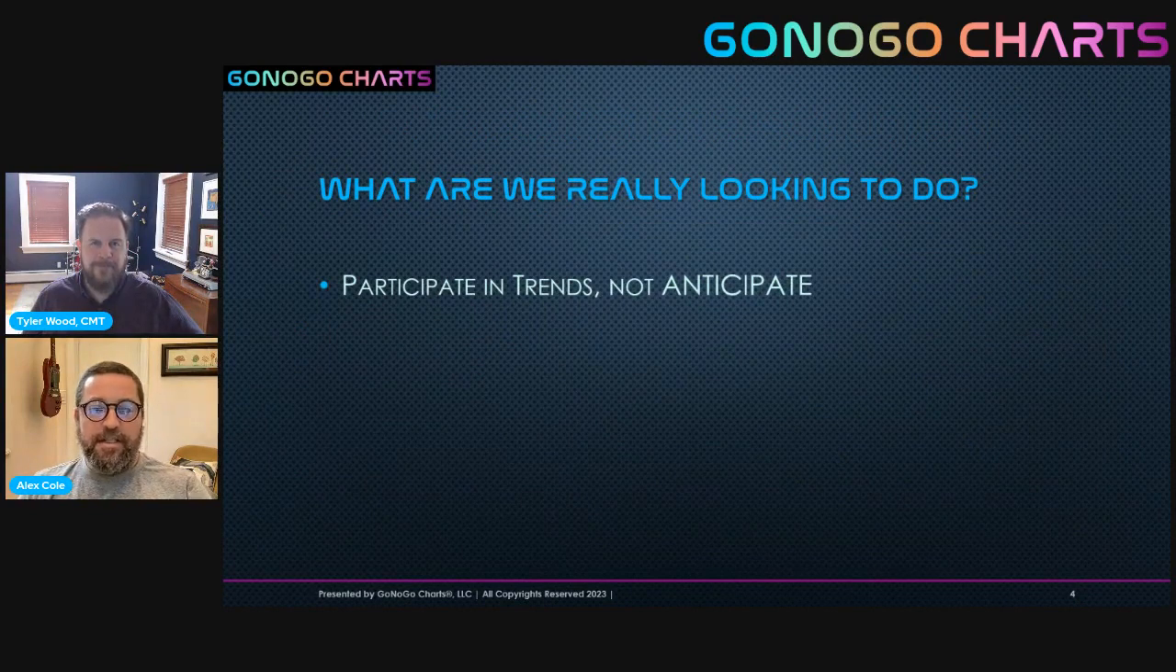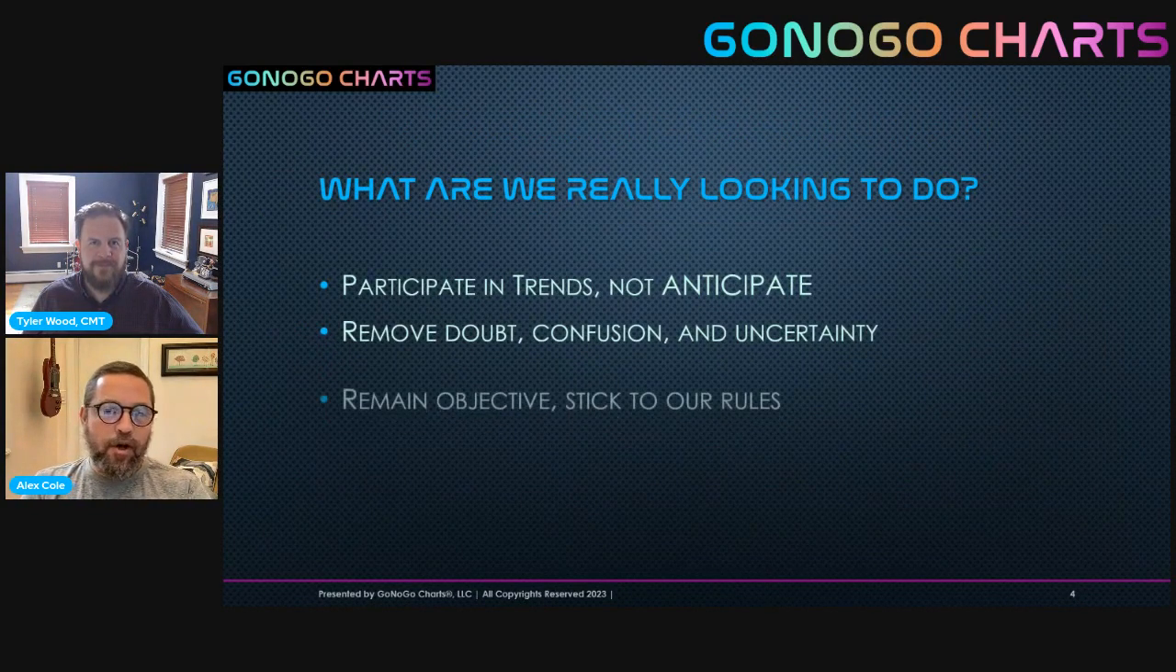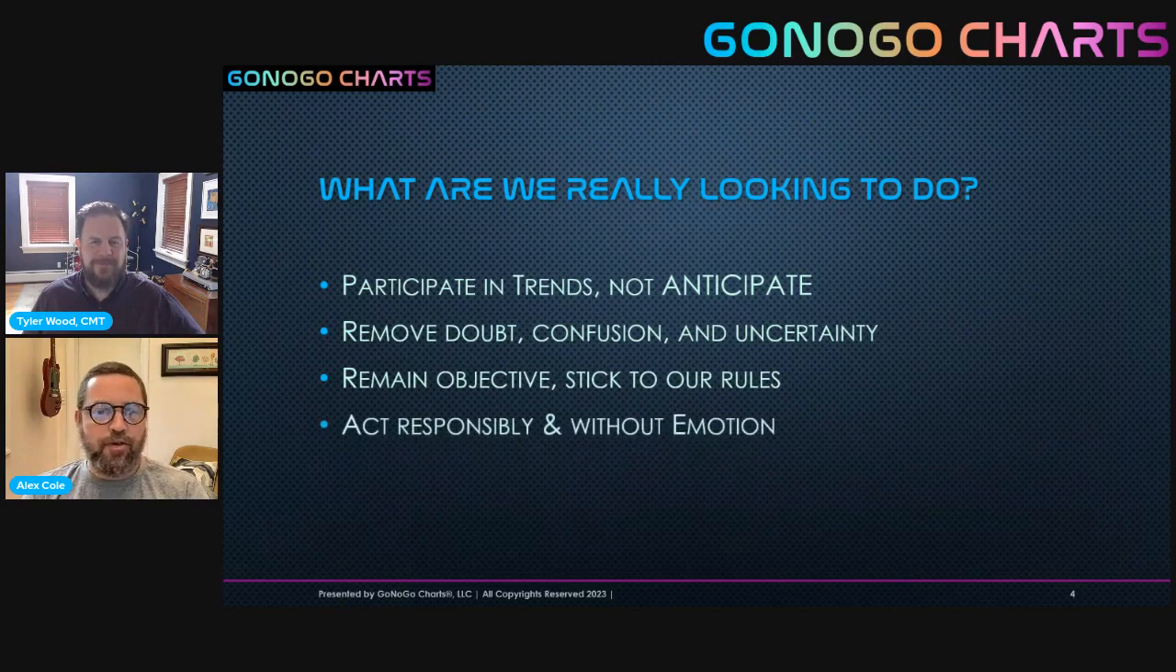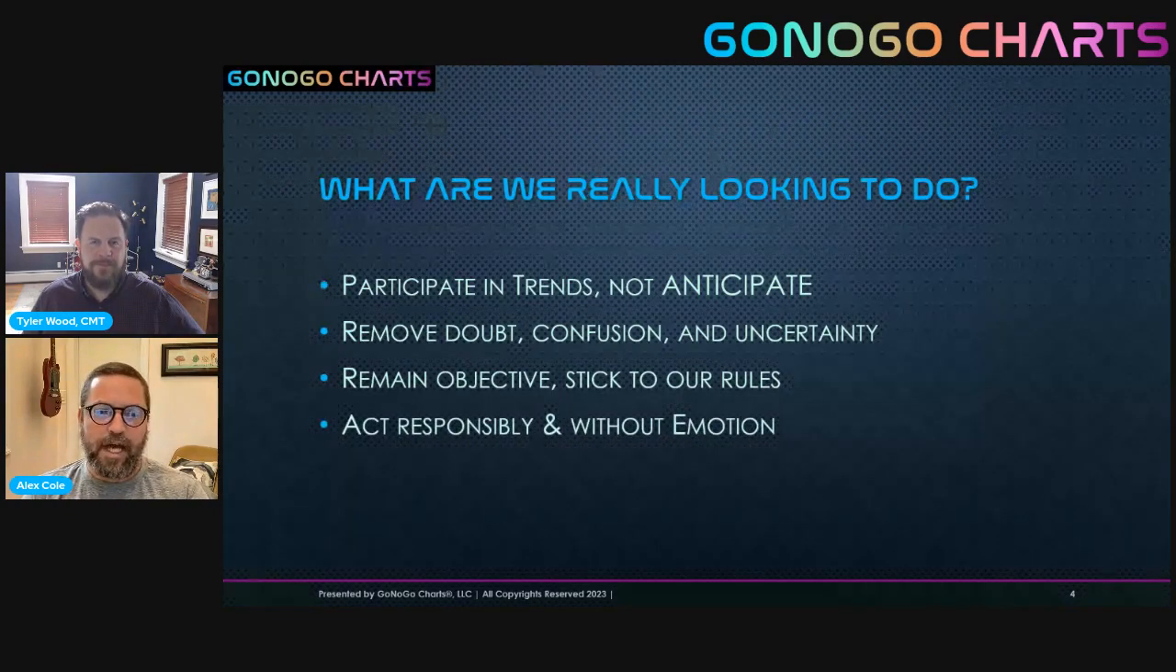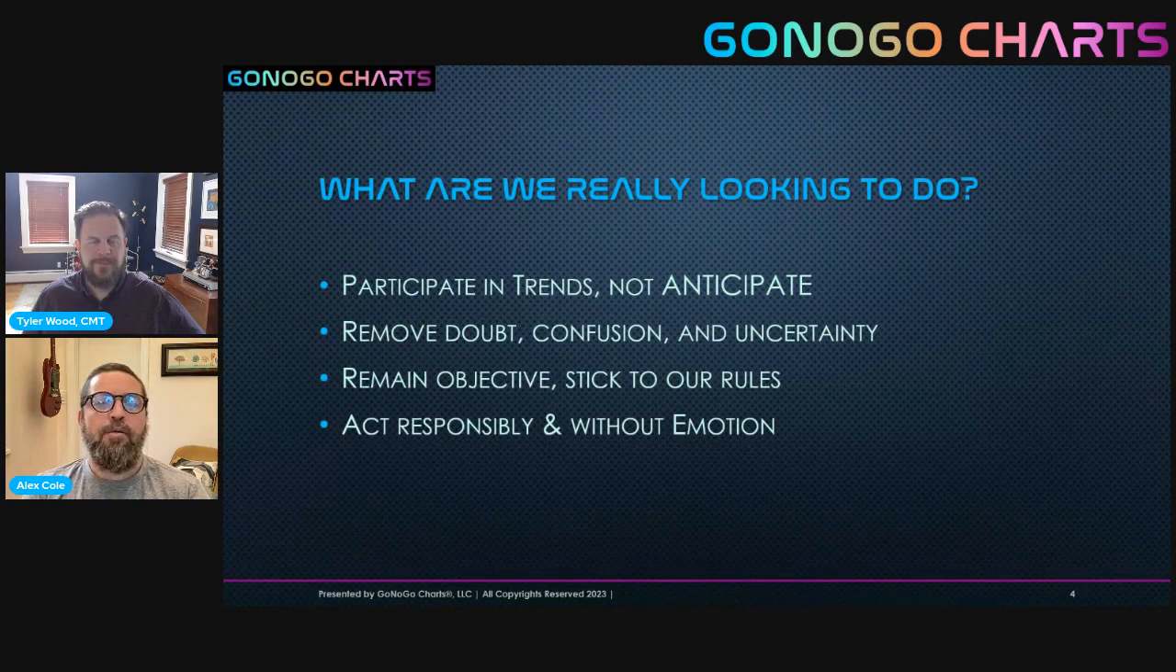We always like to say that these concepts are simple but not easy. We know we want to participate in trends, right? We don't try to predict them. We're not anticipating what's going to happen in the market. We want to find a trend and we want to profit from that move. But we want to do it in a way that removes doubt, takes away confusion, and leaves us feeling pretty confident in what we're doing, not with any kind of uncertainty. And if we can do it objectively by following our rules, by following our disciplined checklist of technical analysis, then that allows us to act far more responsibly and hopefully without too much emotional bias.